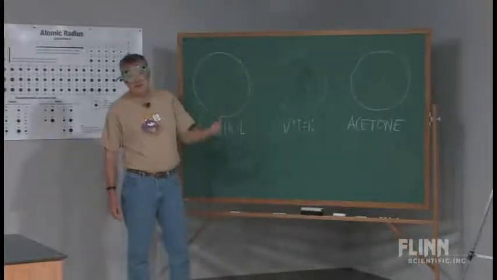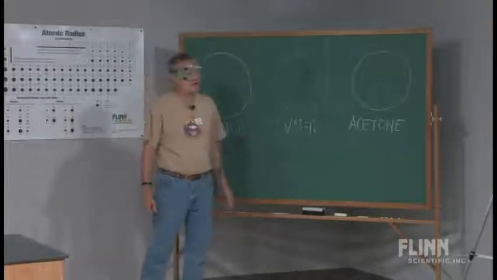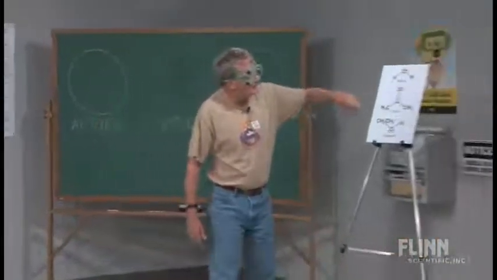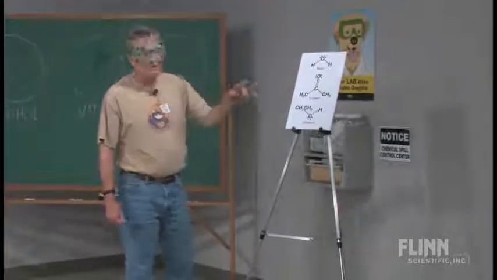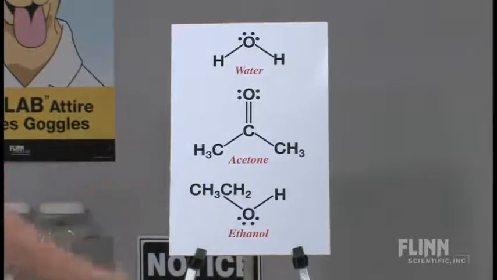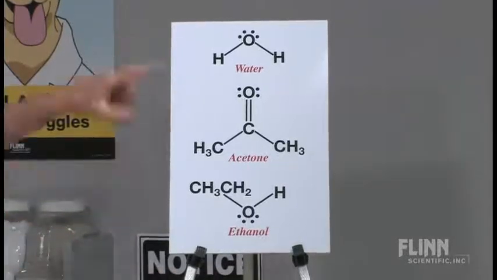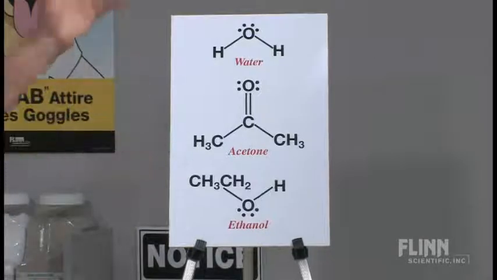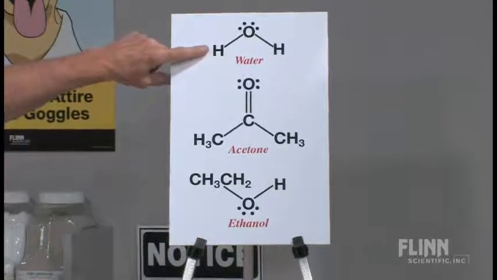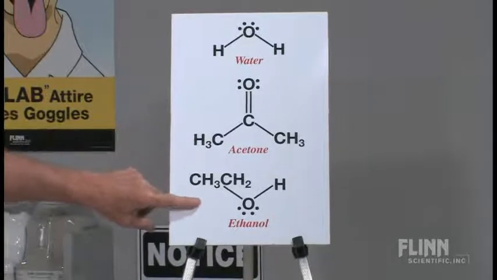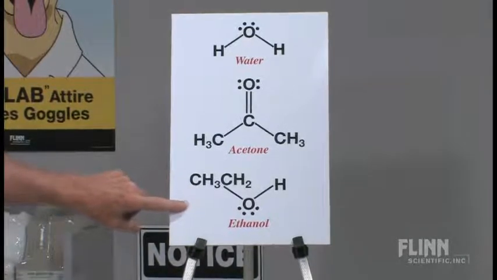If I want to get into it a little bit more, now I'm going to start talking about the molecules that I'm working with. And we've got over here Lewis dot structures. That's my Uncle Gilbert, by the way. Gilbert Newton Lewis. We called him Newt in the family, but you probably knew that. Water molecule looks like this. Acetone molecule here. Ethanol molecule here.